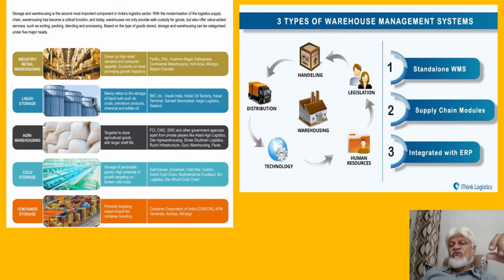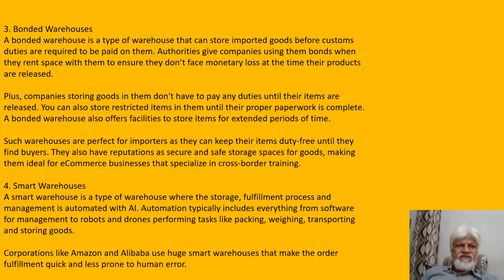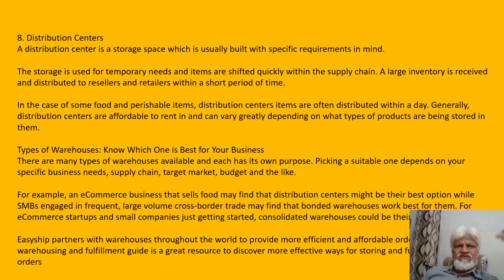That comes under the supply chain module. Integrated with ERP is totally monitored with the help of a computer-based system, with the flow based on the demands and the orders which have been placed. A typical example is shown in a picture here. The types of warehouse I have spoken about are private, bonded, smart, cooperative and government warehouses. These are the types, and distribution centers all require a storage facility, which we call a warehouse.